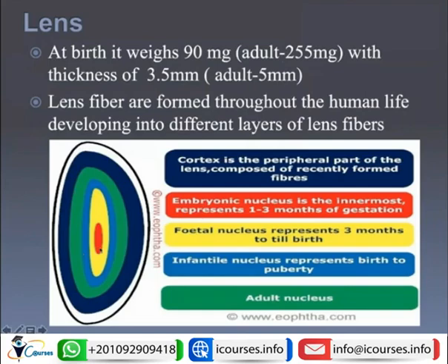until delivery or until birth. Then from birth till adulthood, till about 25 years old, there will be the infantile nucleus, which is the blue one, and from adulthood, for the entire life, there will be development of the adult nucleus, as you can see here. So the lens fibers forming process is a lifelong process that occurs from the first month of gestation for the entire life.